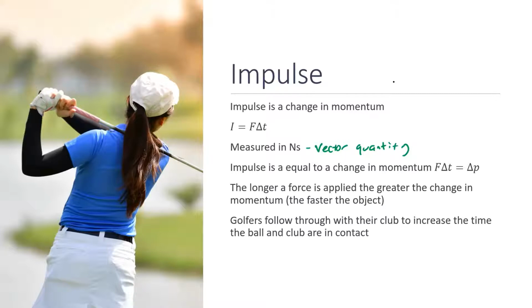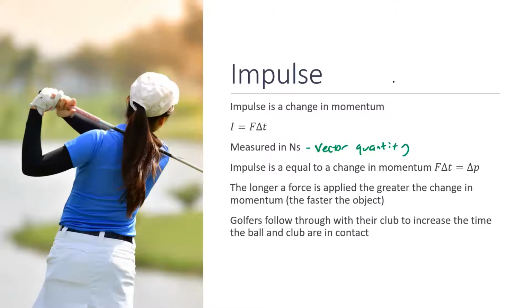Impulse is equal to a change in momentum, so that's why I've got F delta t equals delta p, a change in momentum. So yeah, and if we think about it, force is usually always conserved. So if you want to get a change in velocity, you have to apply a force over a certain amount of time. If you want to change the speed of something by a lot, you should apply a large force over a long time. In fact, the longer a force is applied, the greater the change in momentum, the faster the object.